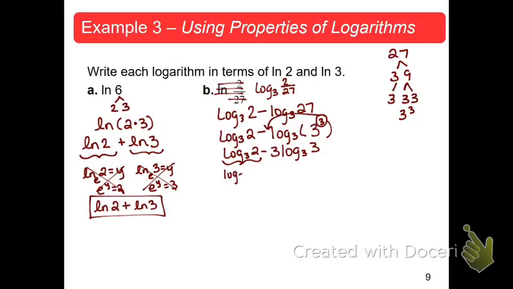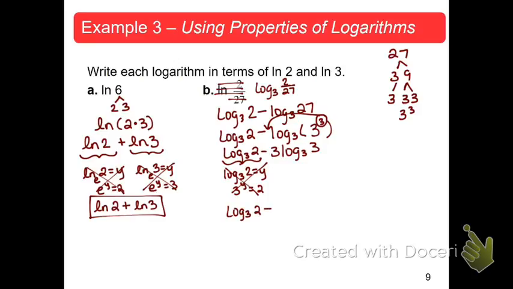Let's check this one. Log base 3 of 2, set it equal to y, and see if you can solve it. So you end up with 3 to the y equals 2. Can you get a like base with 3 and 2? No, you can't. So therefore, you can't do anything else to that. So keep it as log base 3 of 2.